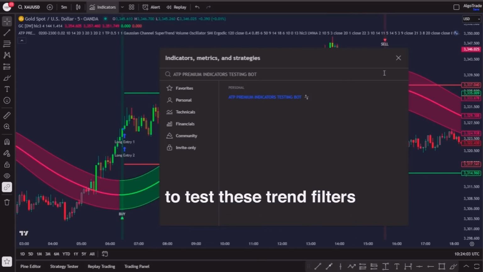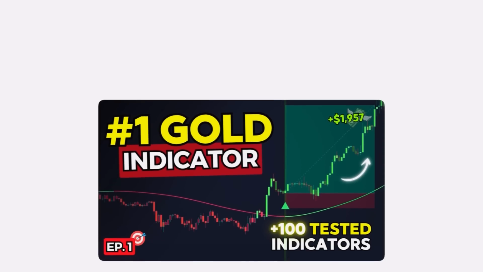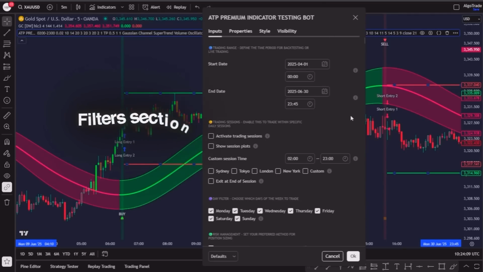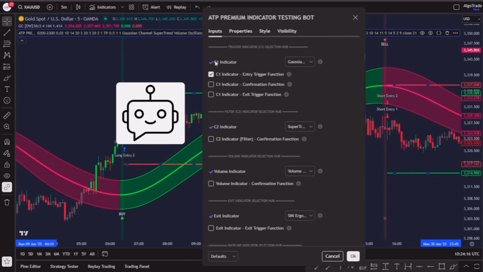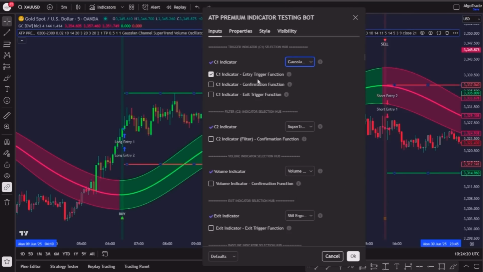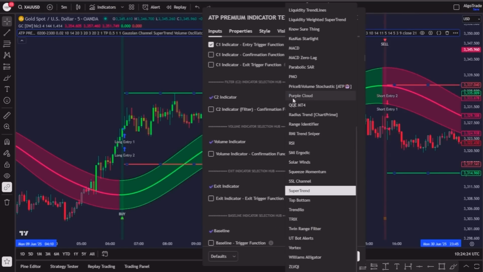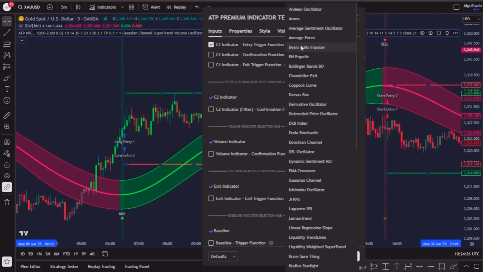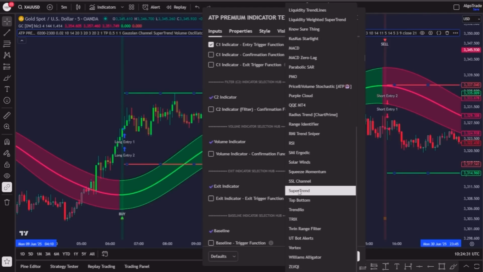Now, to test these trend filters, we'll use the exact same approach we used in episode 1, but this time inside the filter section of the indicators testing bot. Let me show you. On the screen here, you can see the bot interface. Under the trigger section, I have selected the Gaussian channel. And now, in the C2 or filter section, I can choose from a lot of trend indicators and even play with their settings below.